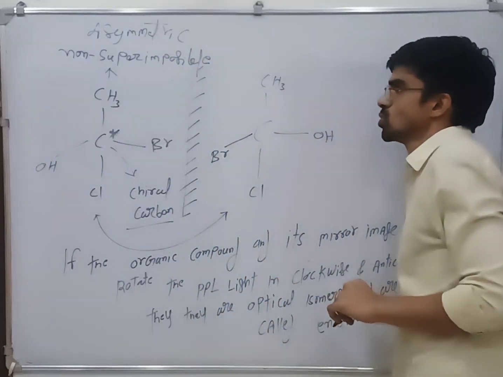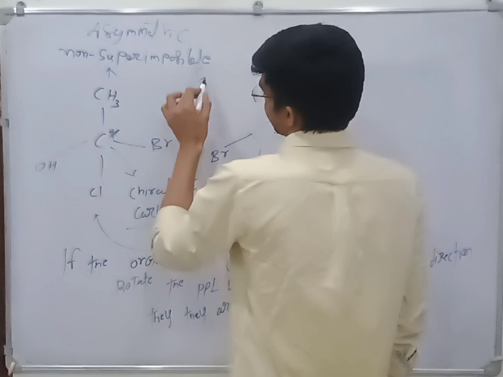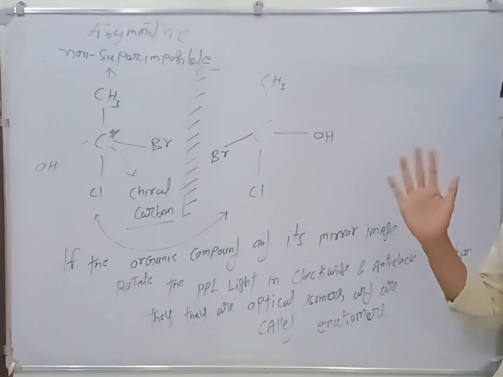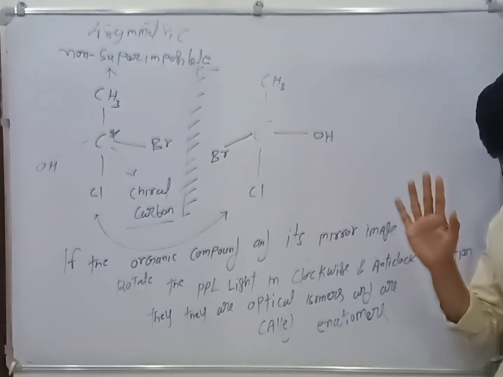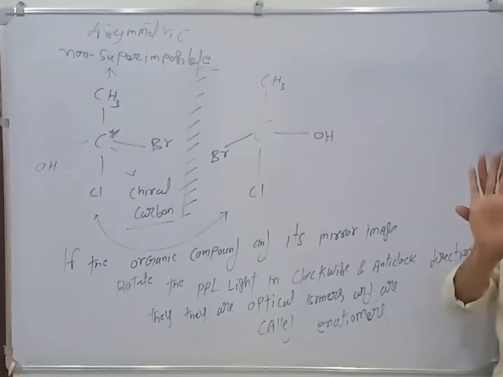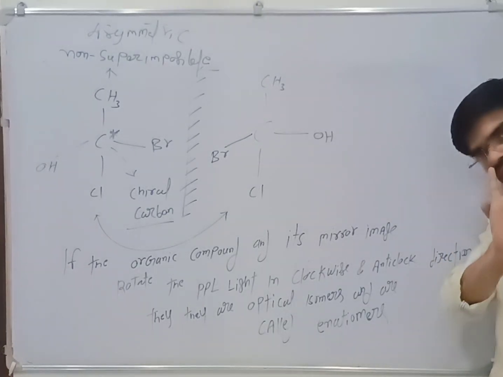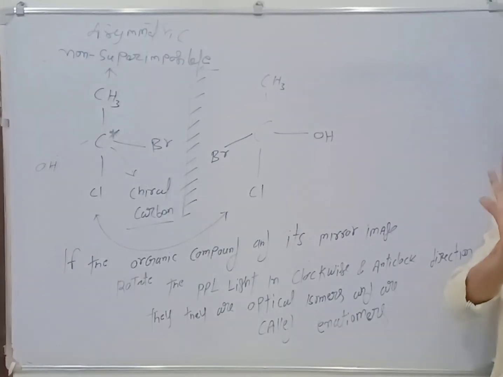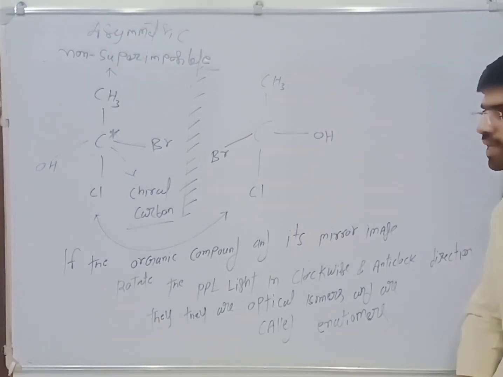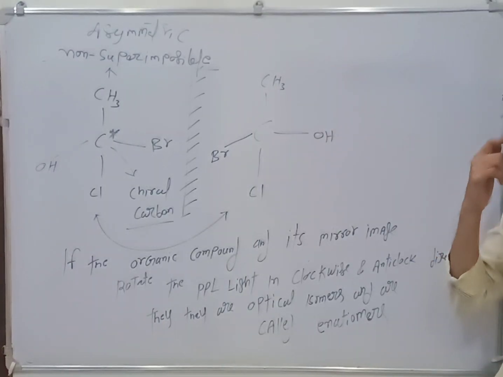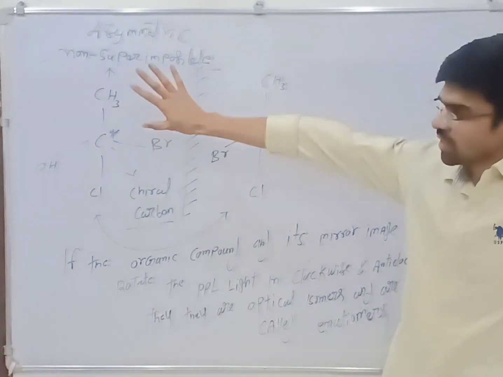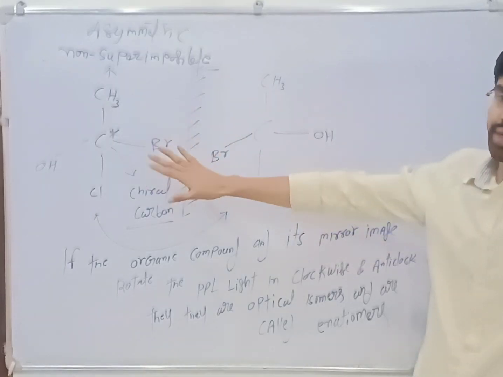What is non-superimposable? Like, if I put my palm in front of a mirror, it will show the mirror image like this, and they both are non-superimposable. If I put both images on one another, they are not able to cover. Okay, that is called non-superimposable. So this is possible only in asymmetric compounds. So for that we use a chiral carbon. In a chiral carbon four different groups are attached, and it will form a non-superimposable mirror image.